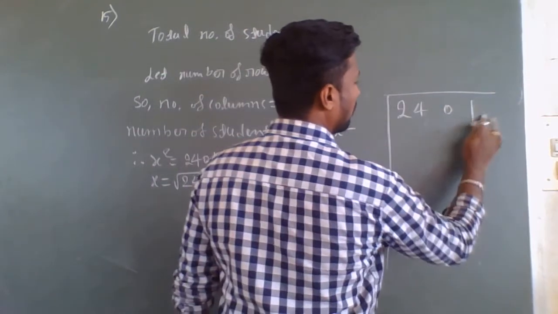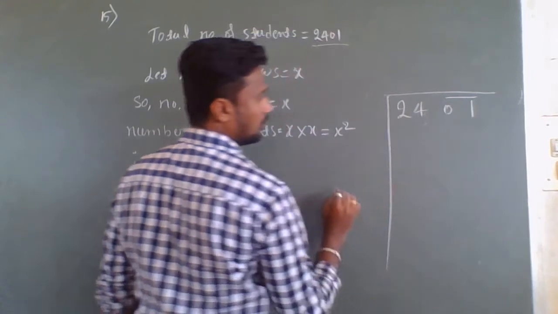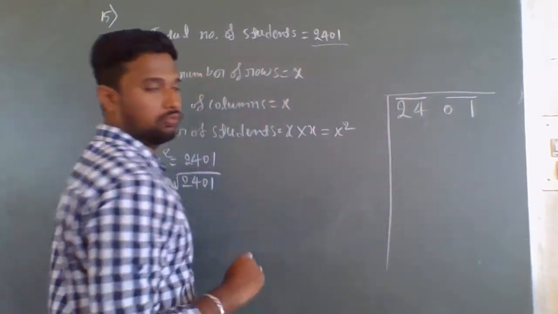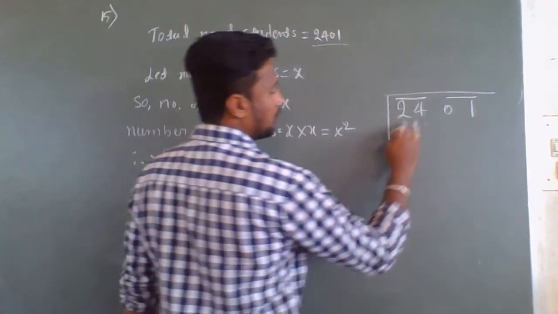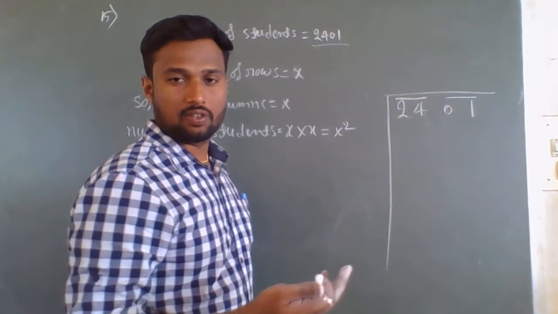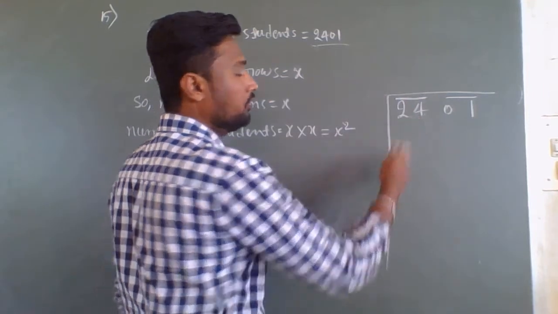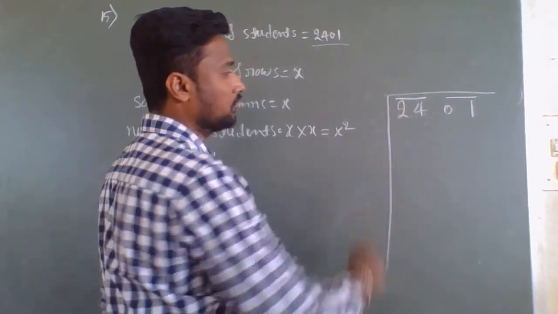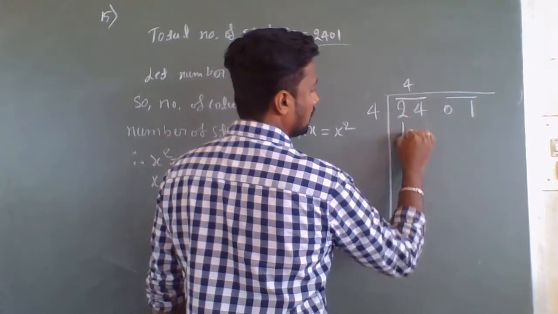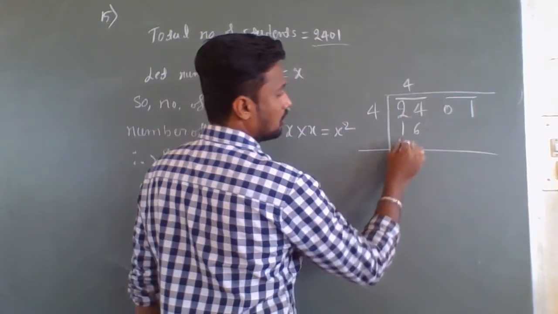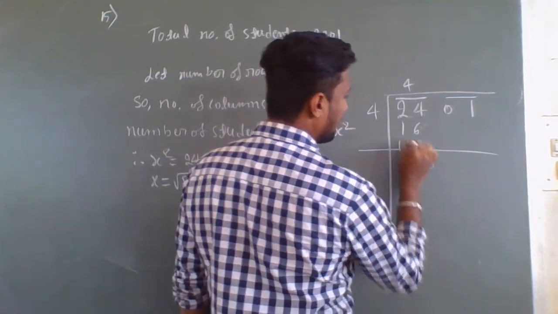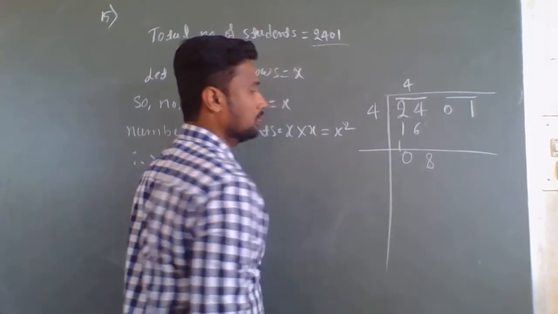So we will make groups of 2 digits. First group, sorry, the first group from the right is 01, and in the second group, 24. Now here we have 24, so first I will check with 5 only. 5 fives are 25. So 25 is greater than 24. So I will consider 4. So 4 into 4 is 16, which means 24 minus 16, what will you get? 8. So the remainder is 8.